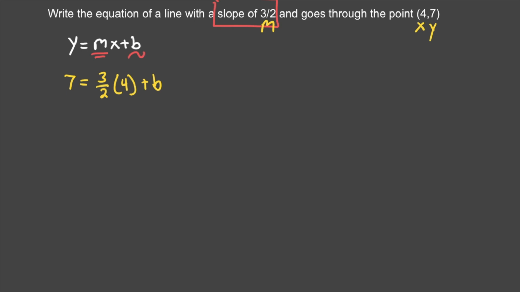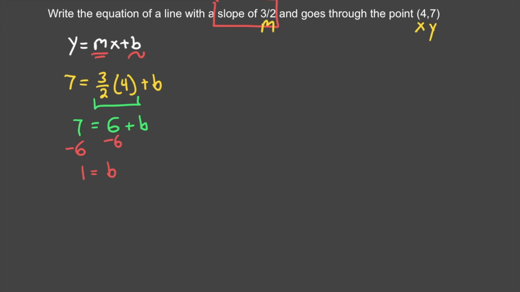Just like when you're solving normal equations, simplify the sides. So I'm going to do 3/2 times 4. 3/2 times 4 is 6. So we have 6 plus b equals 7. Then we just have to get b by itself. So we'll subtract the 6 from both sides, leaving us with 1 equals b. So I know my y-intercept now is 1.